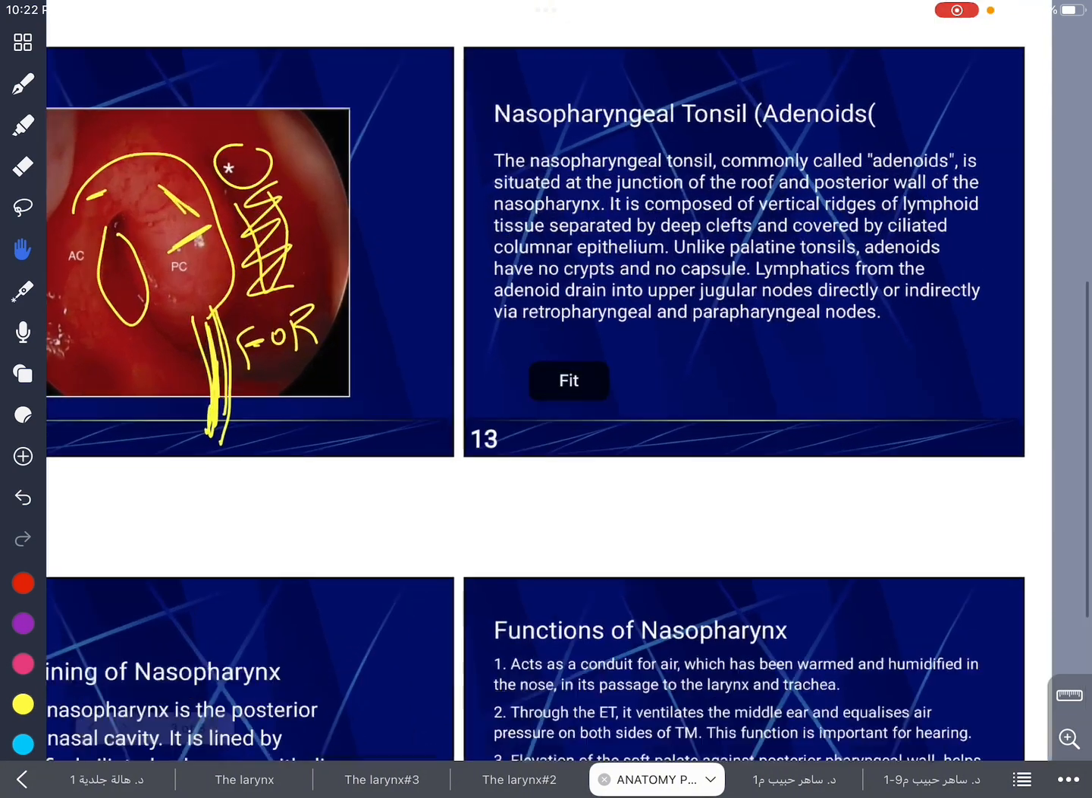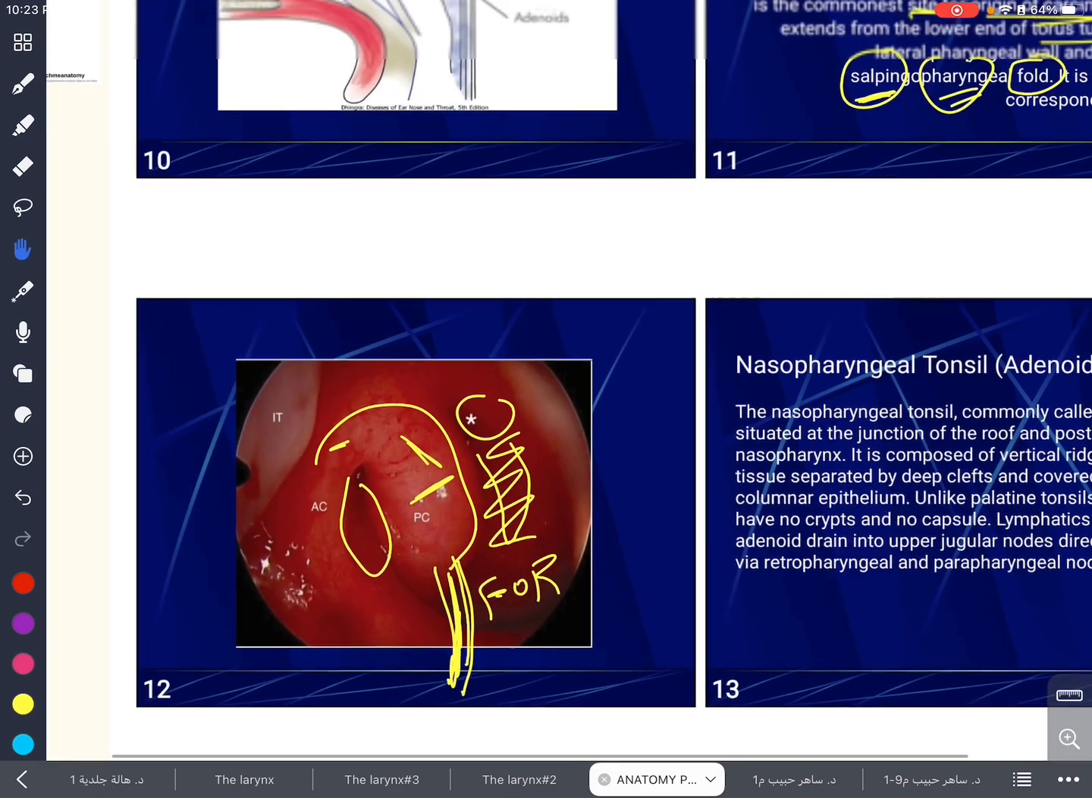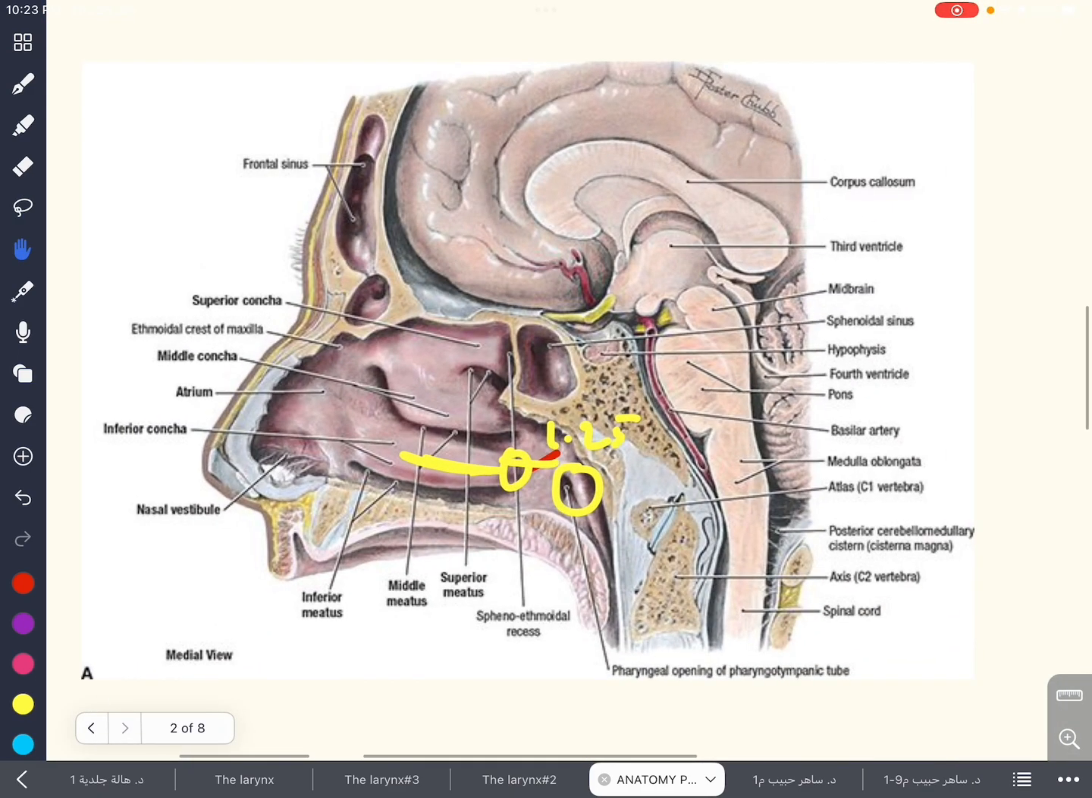بعد ذلك راح نتكلم على الادينويد. الادينويد هي احد الوالتر رينجز اللي ذكرناهم، يعني عبارة عن ليفويد تيشو موجودة بالنيزوفارنكس في منطقة التقاء، يعني بالضبط إذا نرسمه هوني منطقة التقاء الروف مع البوستيريور وول تكون هون موجودة. هذه مكان وجود الادينويد.